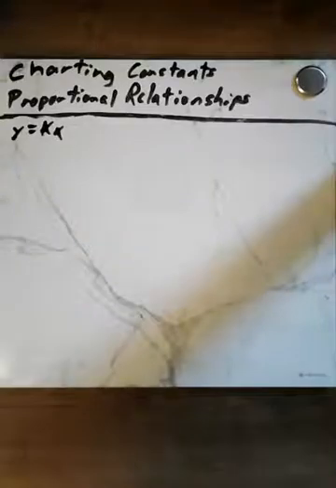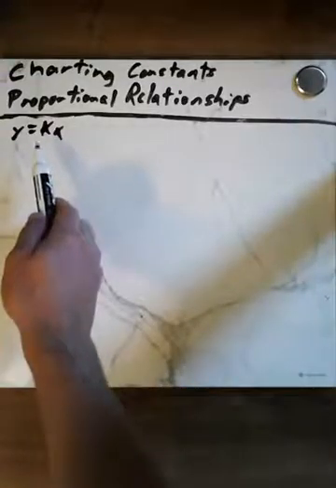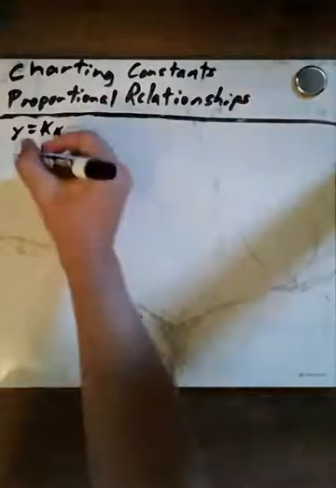Alright guys, let's do some reviewing of the charting of constants and how that relates to the proportional relationships that Mrs. Donahue wants us to review. She uses the formula y equals kx, where k is a rate. Let's see how that might relate to the constant amount of water that an elephant drinks. So let's say that we have an elephant named Sam.